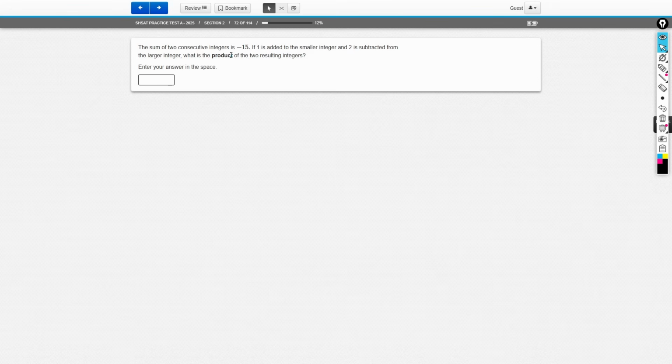All right, the sum of two consecutive integers is negative 15. If 1 is added to the smaller integer and 2 is subtracted from the larger integer, what is the product of the resulting integers? Okay, so first of all, what is an integer? It's a whole number that can be negative or positive. And by whole number, I mean no decimals.